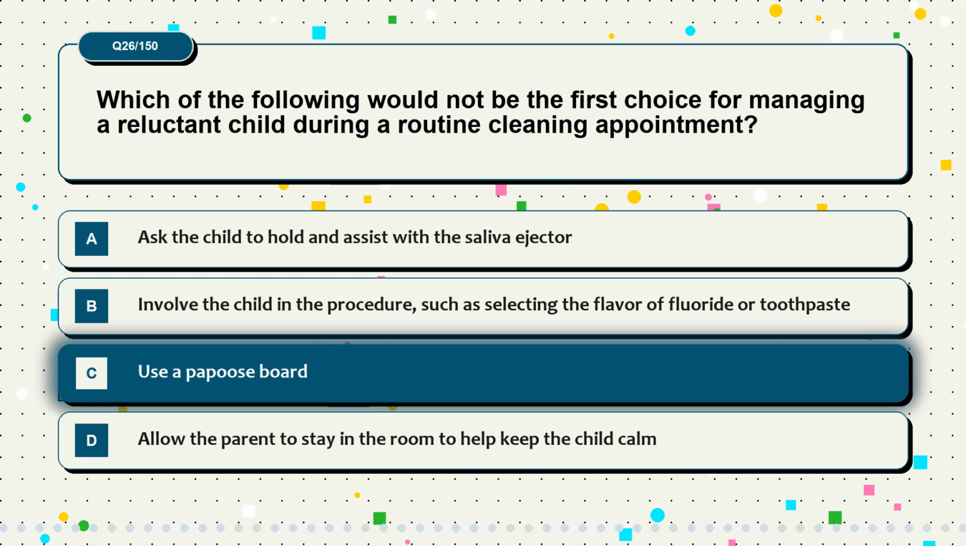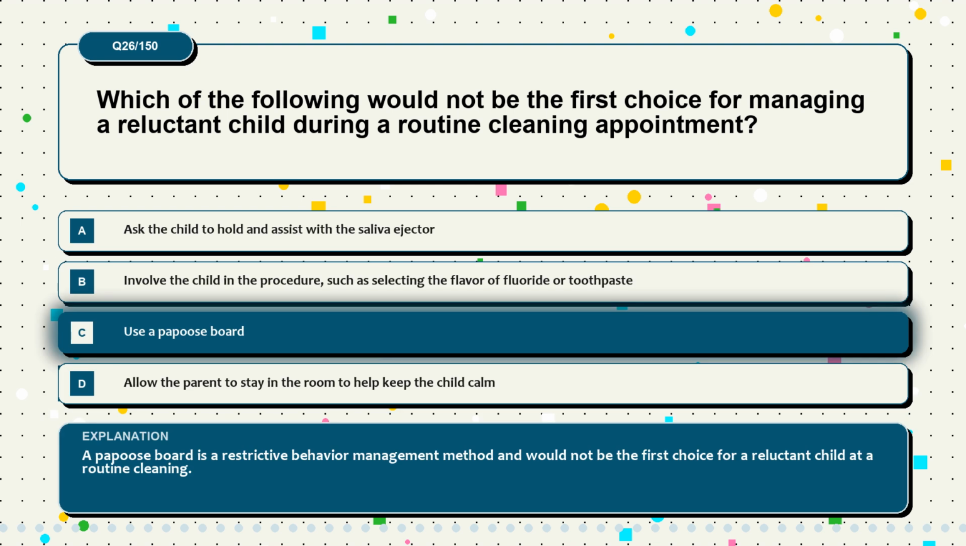The correct answer is option C. Use a papoose board. A papoose board is a restrictive behavior management method and would not be the first choice for a reluctant child at a routine cleaning.